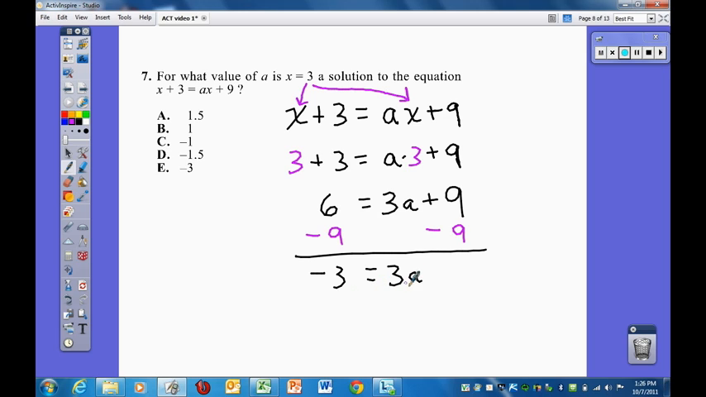I want to isolate the variable A by dividing out the coefficient, 3. I have to do it on both sides to keep my balance. 3 divided by 3 is equal to 1, which I'm not going to write because it is understood when I have it times A. So 3 divided by 3 equals 1 times A, gives me A. And negative 3 divided by 3 equals negative 1. Remember, a negative divided by a positive is always going to be equal to negative. So the solution is C, or the answer is C, negative 1. A has to be equal to negative 1 if we want X to be equal to 3.